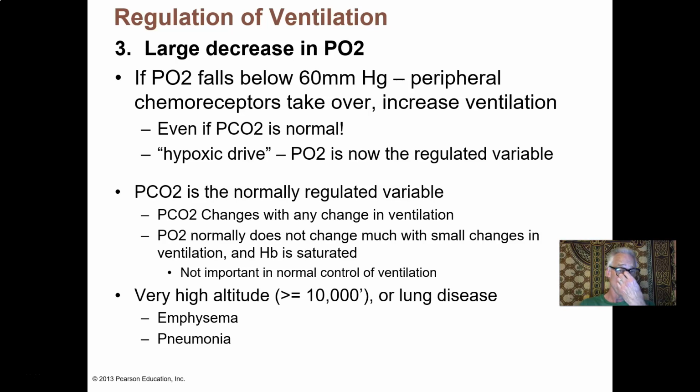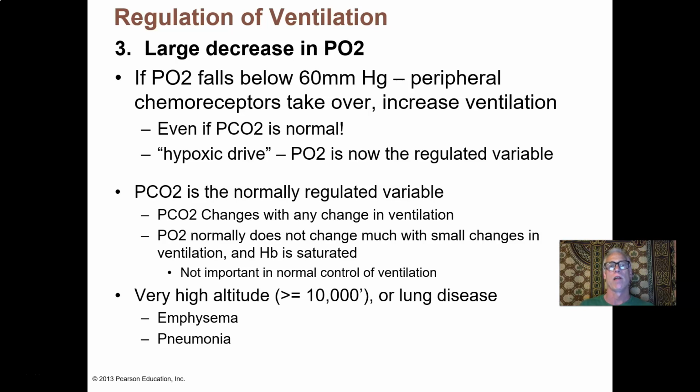Okay, and there's another situation that can affect that normal ventilation control. If oxygen partial pressure falls way down, normally it's 100 millimeters of mercury, now we're talking about a drop below 60 millimeters of mercury partial pressure. In that case, the peripheral chemoreceptors are going to take over the control of ventilation from the central chemoreceptors who normally are monitoring CO2. It's as though they're saying, look, you guys aren't getting the job done. We got a serious problem here.